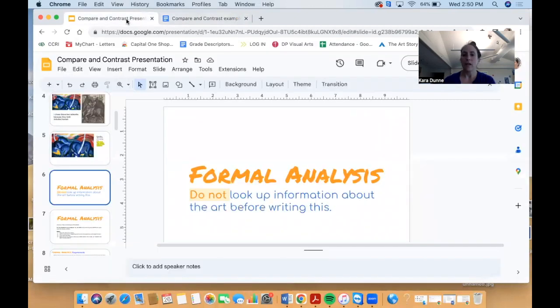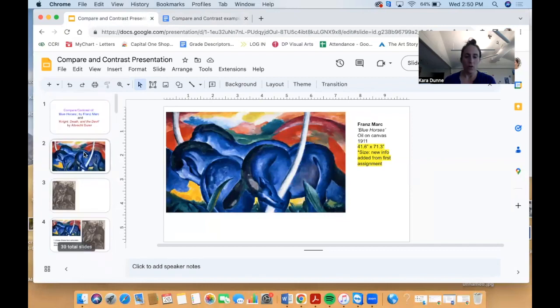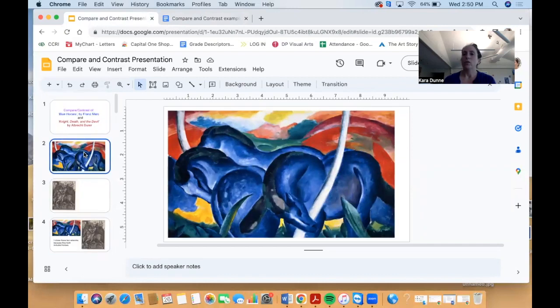And what you needed to do for that was to not look up information about the art. You're supposed to just look at the artwork and use the vocabulary learned this year. Mostly at the beginning of the year, we did this. We talked about what makes a successful composition. We talked about color. We talked about line. We talked about texture. We talked about shape. We talked about all the elements of art that come together to make a successful single piece of artwork.